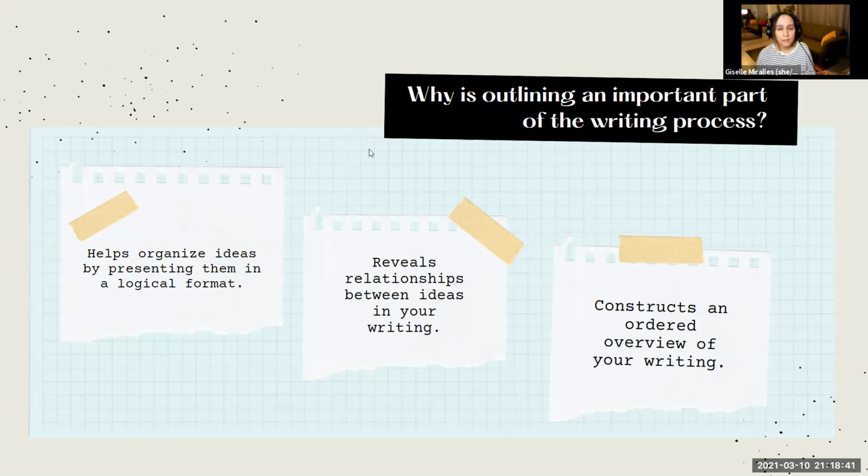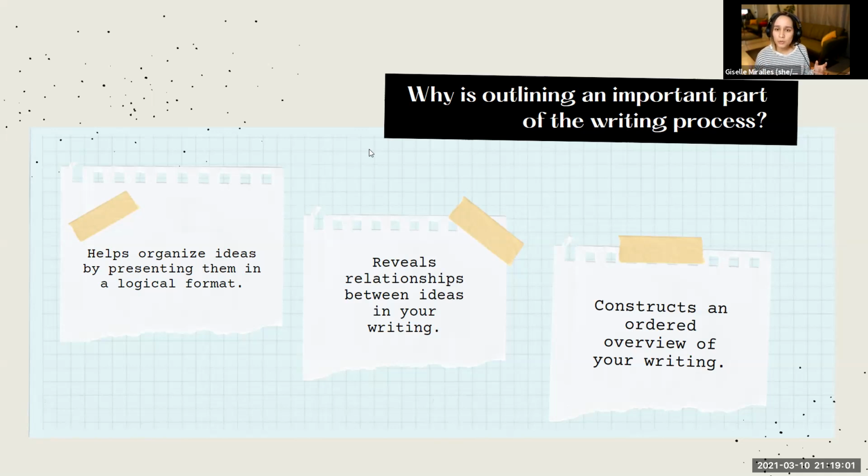The second important reason why outlining is essential for the writing process is because it reveals the relationships between ideas in your writing. So, what this means is that you can see how your different ideas connect, which will then let you know if what you're arguing makes sense.